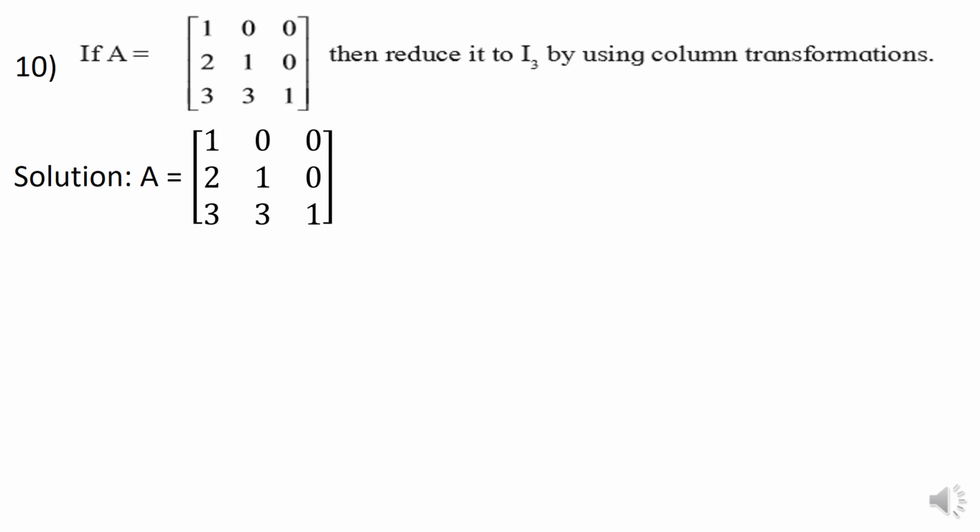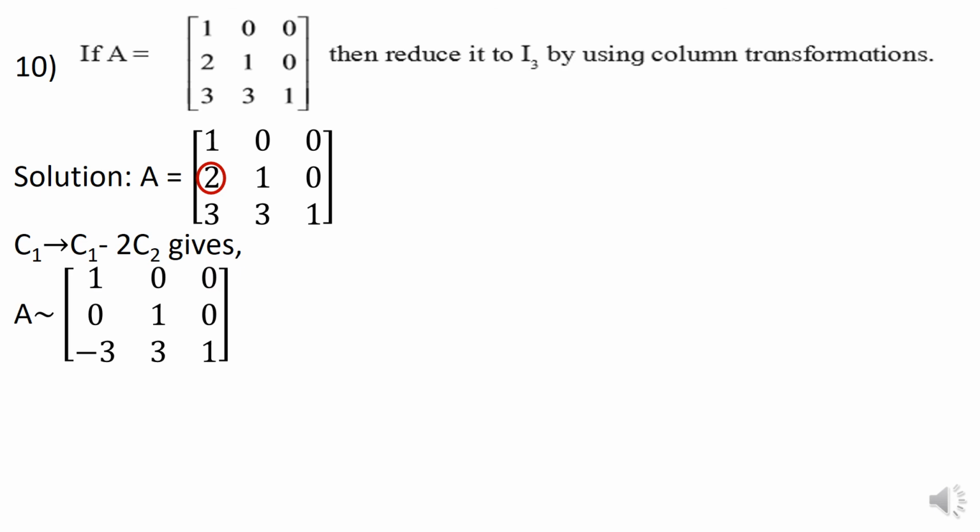First step, we want to convert this 2 into 0. We can do this by doing C1, which is transformed into C1 minus 2C2. Thus we get 0 in the correct position. In the next step, we want to convert minus 3 into 0. And this is done by doing C1 plus 3C3.